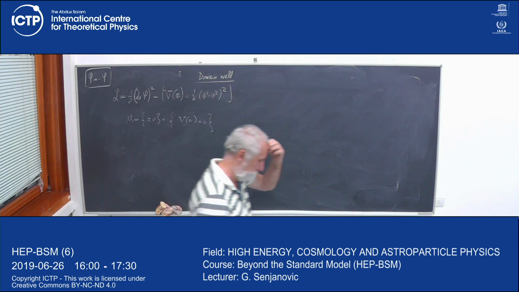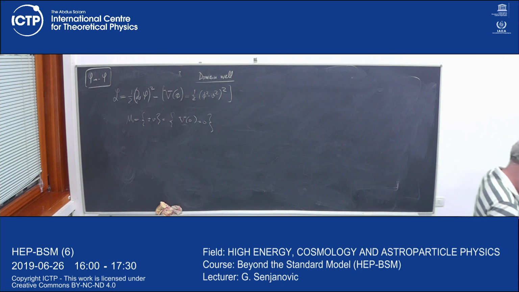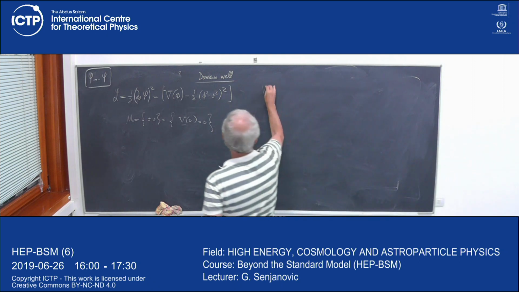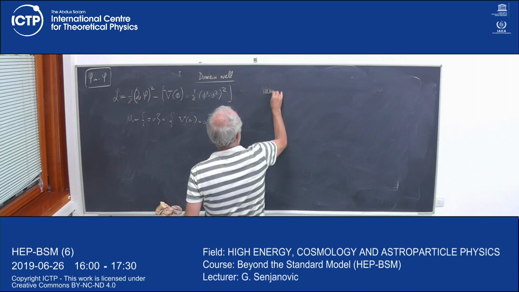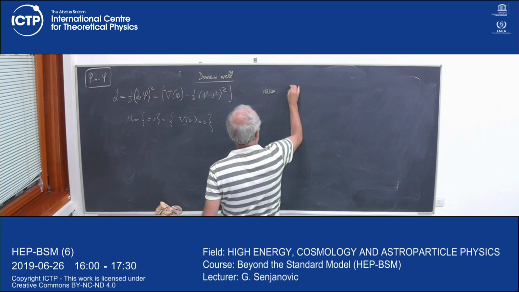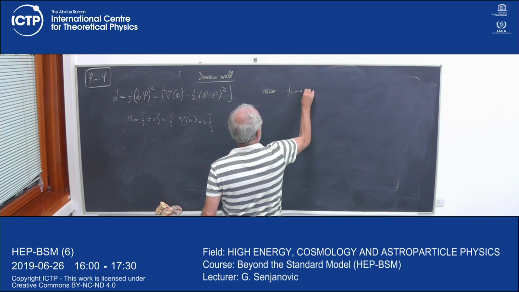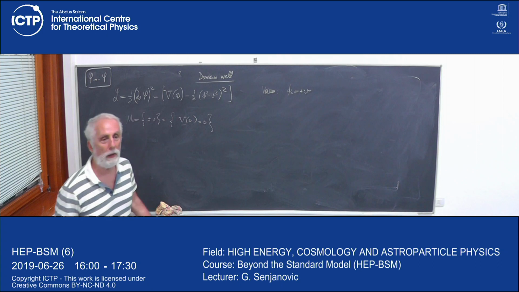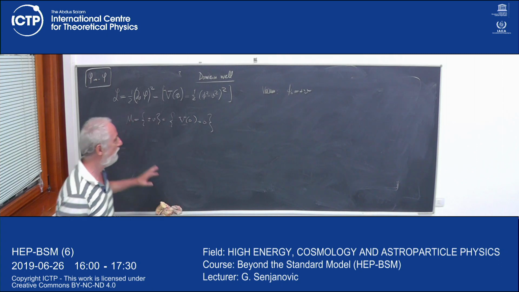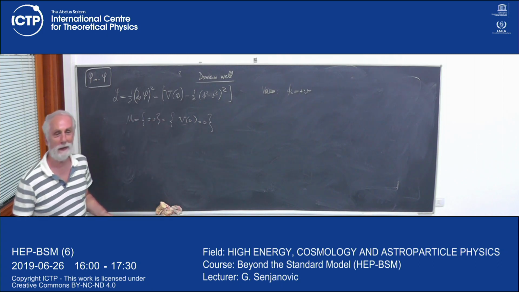Now, we said we live, you and I, in one of these points. It doesn't matter which we choose. That's called the vacuum. Let's say phi 0, as I call it, is plus v. It could have been minus v. And I live there always. But the fact that there are 2 of them is sort of interesting.